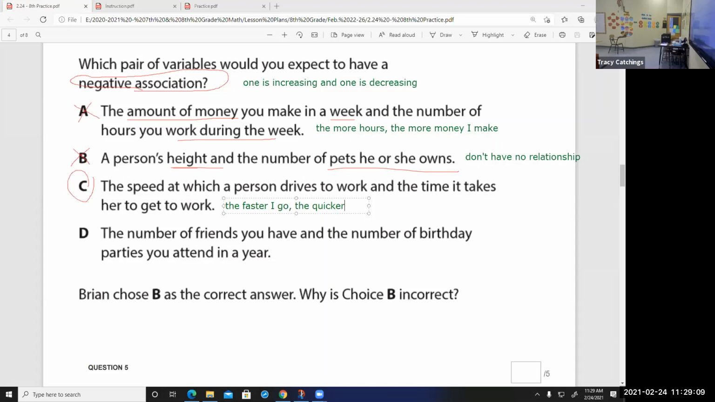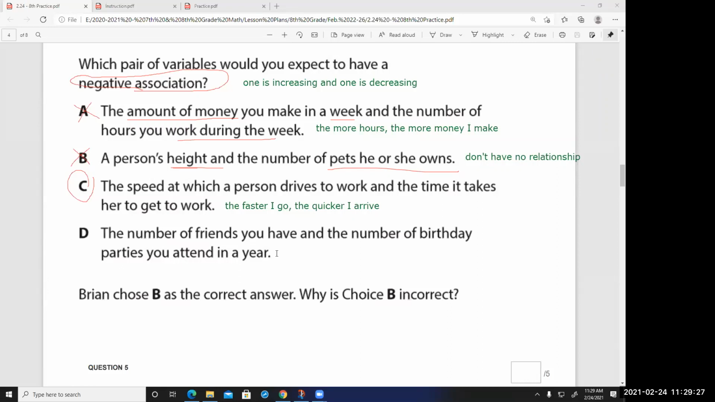Because D is stupid. You said it's stupid? Hold on. D said the number of friends you have, number of birthday parties. How is that stupid? So that means the more friends you have, the more birthday parties you should be attending. But what if he has no friends?